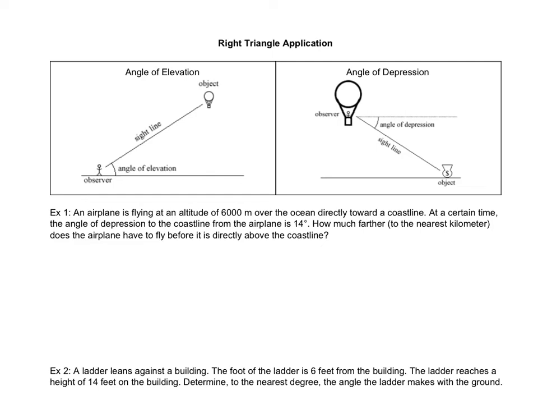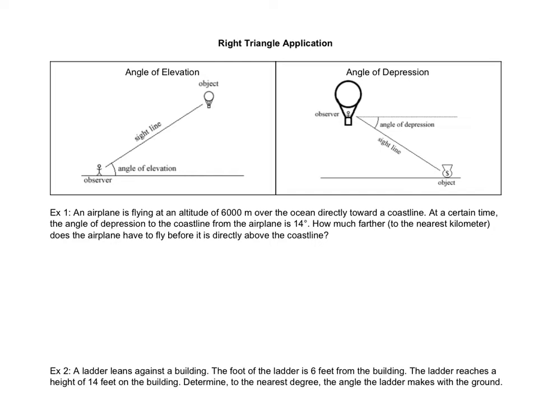In this video, we will be looking at right triangle applications. But before we go to some examples where we take the words and turn them into right triangles and then do our trig ratios, we need to look at two key definitions. And those are the angle of elevation and the angle of depression.